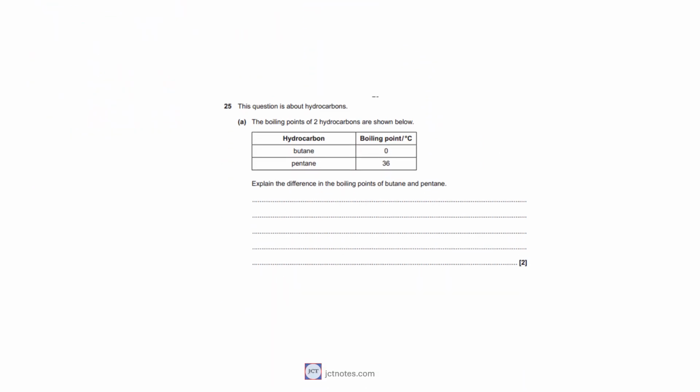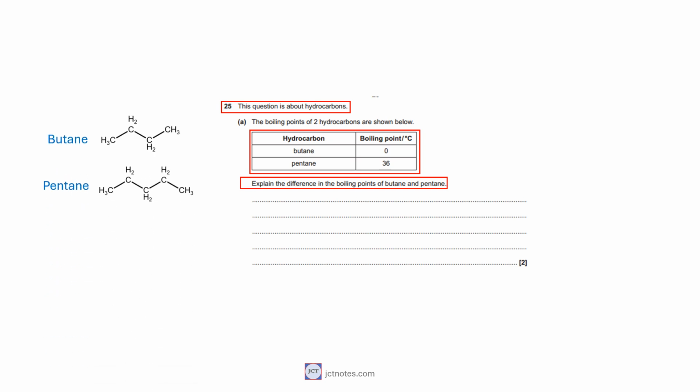Question 25 is about hydrocarbons. We have 3 questions. In question A, we are given the boiling points of butane and pentane. We are asked to explain the difference in boiling points between these 2 compounds. We can see that the butane has lower boiling point than pentane.